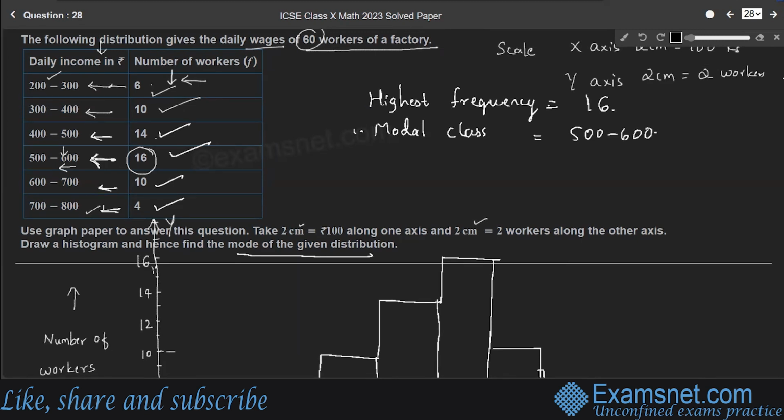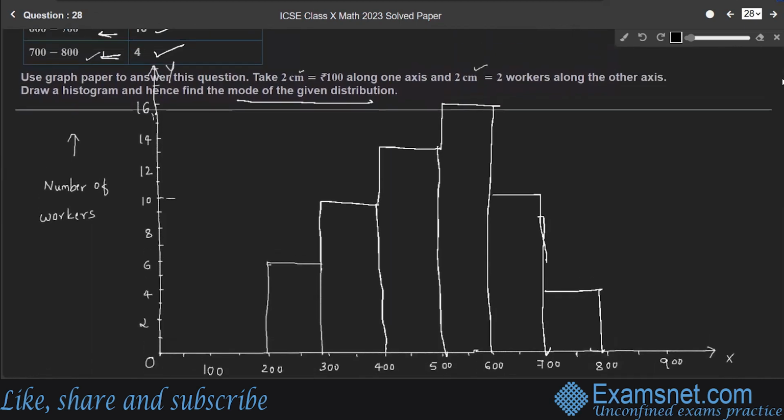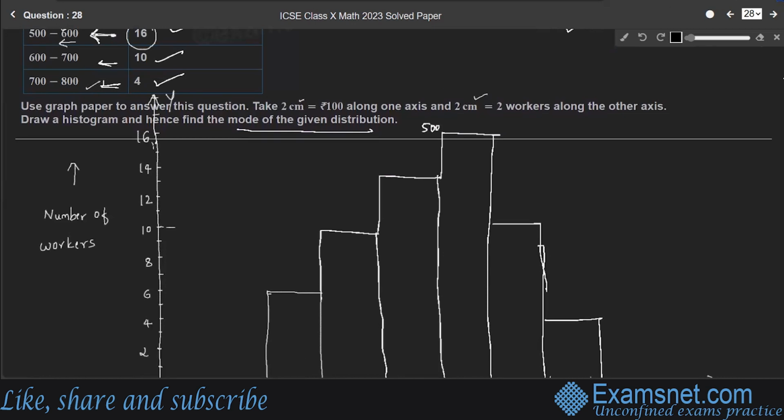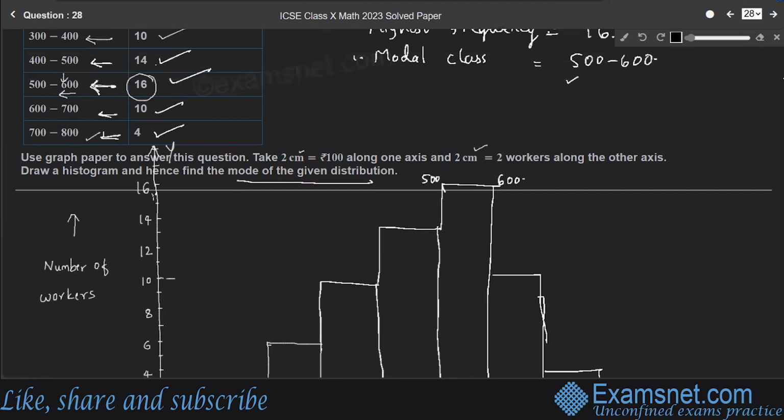So therefore, let us take the lower limit of that modal class, which is 500 to 600. The lower limit is 500, the upper limit is 600. From the lower limit, draw a line to the next frequency. The next frequency is 10. From the lower limit of the modal class, draw a line to the next frequency up to here. From the upper limit, draw a line to the previous frequency, which is 14.